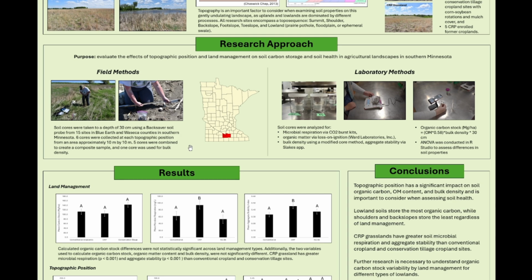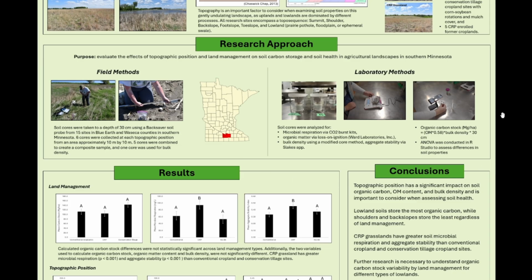Six cores were taken at each topographic position from an area of approximately 10 by 10 meters. Five of those 6 cores were combined to create a composite sample, and 1 of those cores was used for bulk density.